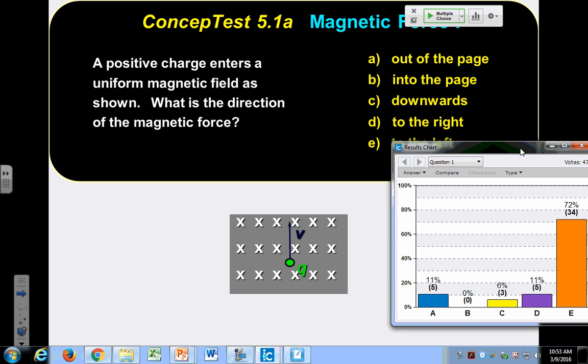Okay, let's see. Since the magnetic field is into the page, the force can't be into or out of the page. The velocity is up, so it can't be up or down. So it's either D or E, to the right or to the left. I let my fingers go in the direction of the velocity, fold them into the page, which is in this direction, to your left. So E is the right answer.